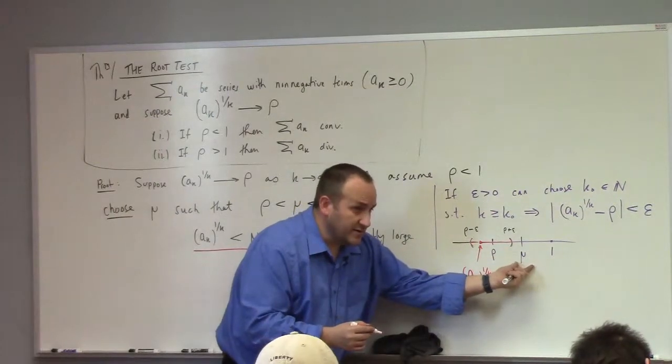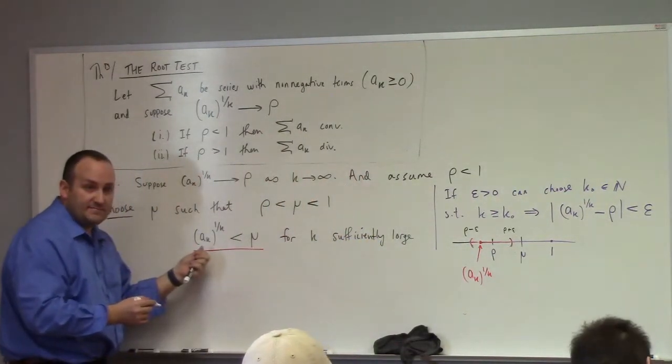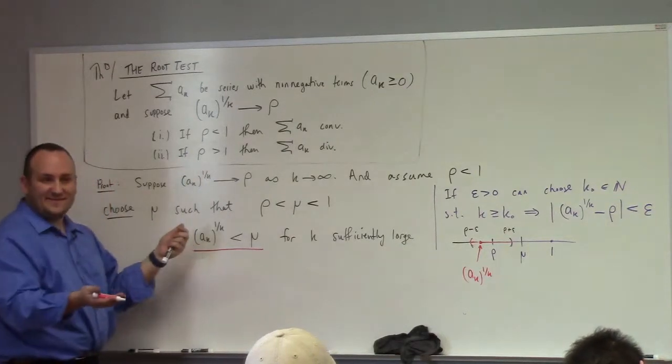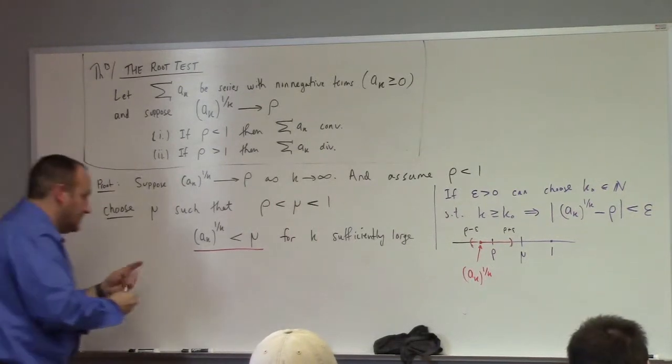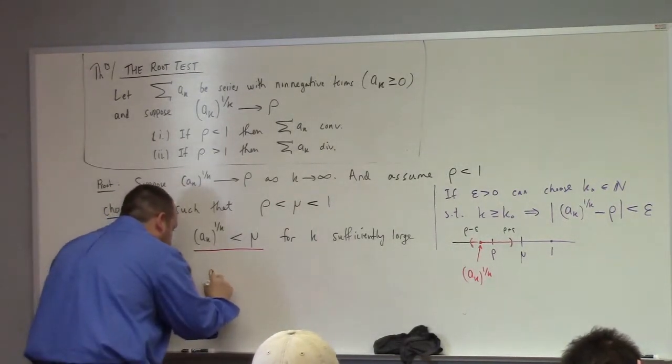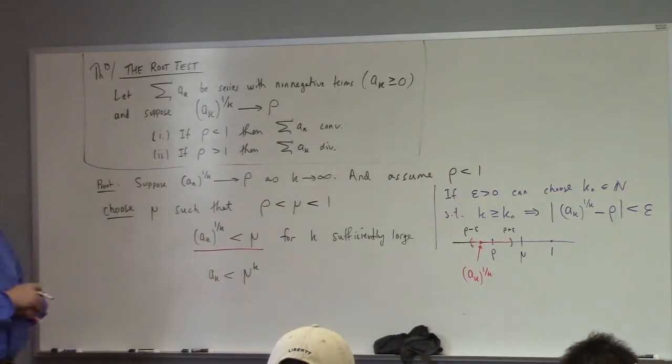which is smaller than mu, it forces mu to be larger than that. But then what? You take that inequality, you raise it to the kth power. We get a sub k is less than mu to the k. Which then what? What does that mean?